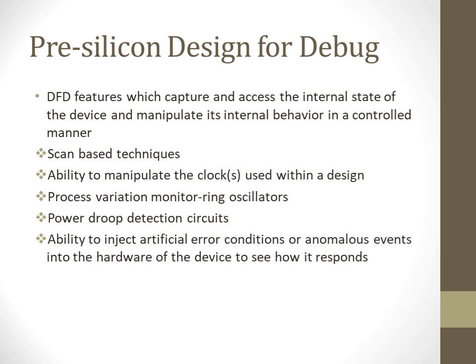Next technique is usage of power droop detection circuits. Power droop detection circuits may be distributed in a similar fashion around a die to allow evaluation of power supply disturbances. This can also be helpful in spatially locating places within a die where a circuit might be failing.